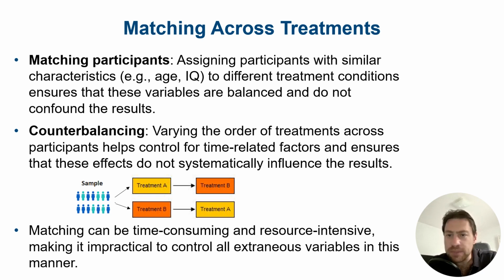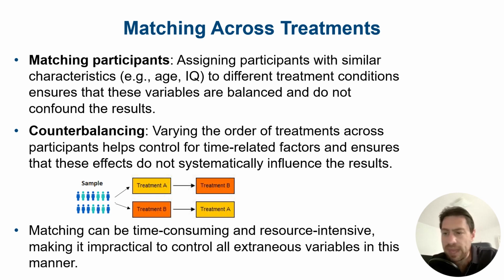Here's just a simple example of counterbalancing. So if you have a sample, and if the idea is that all of these individuals will undergo both conditions, treatment A and B, then you want some people to start with A and then do B, and you want other people to start with B and then do A. And that's the basic idea of counterbalancing.